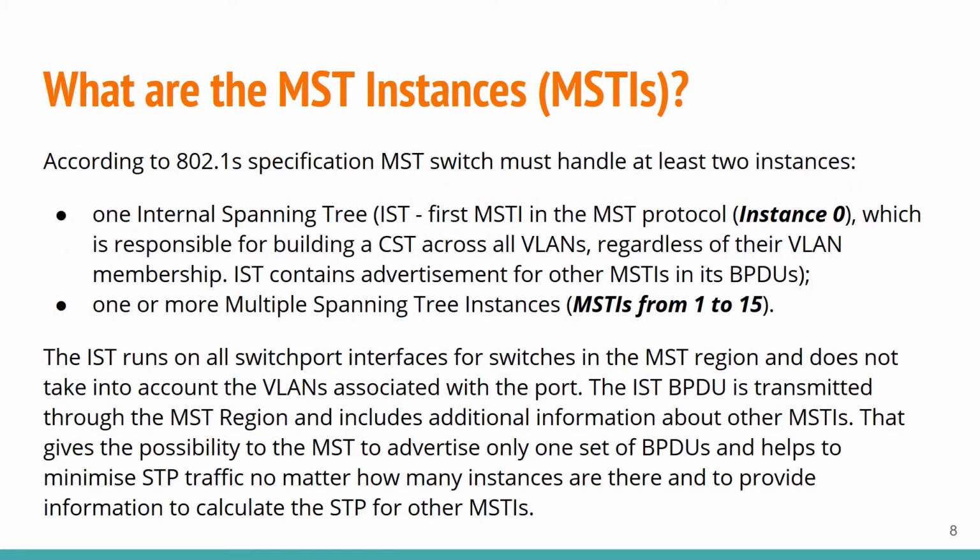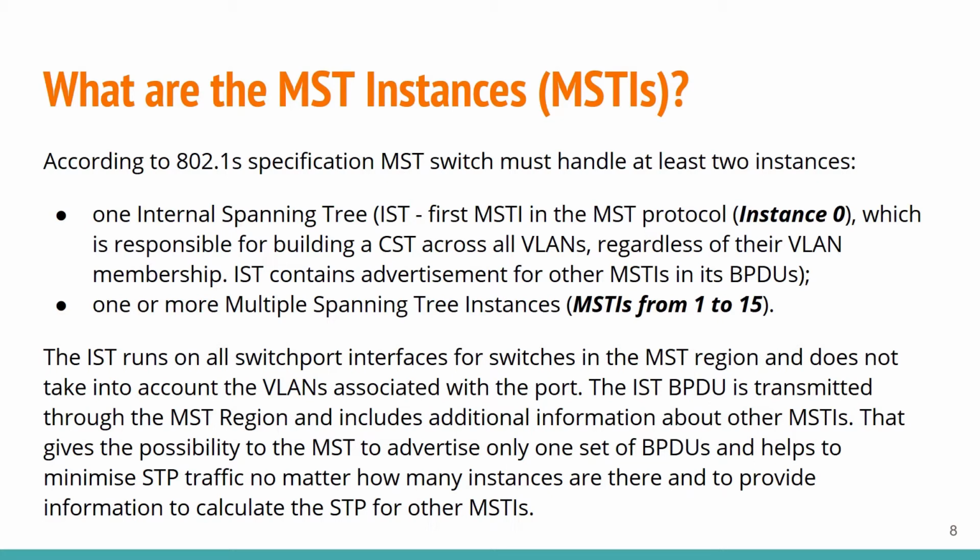What are the MST instances? According to the 802.1s specification, an MST switch must handle at least two instances: one internal spanning tree, IST, and one or more multiple spanning tree instances. IST, the first MSTI in the MST protocol, is instance 0, which is responsible for building a CST across all VLANs regardless of their VLAN membership. IST contains advertisements for other MSTIs in its BPDUs.